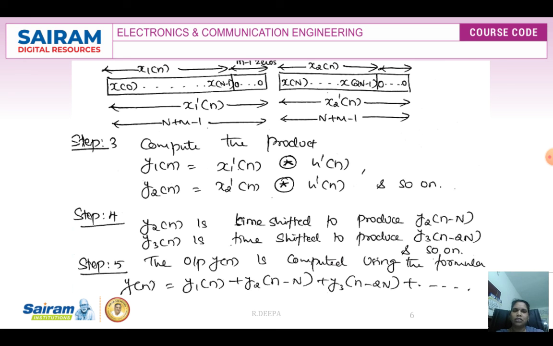Step 4 is to make a time shift towards the right for y2 of n as y2 of n minus N, and for y3 of n, y3 of n minus 2N, and so on. Finally you get the output if we add these shifted outputs: y1 of n plus y2 of n minus N plus y3 of n minus 2N plus y4 of n minus 3N, and it goes on like that. This final output you can name y of n, which is nothing but the linear convolved output between x of n and h of n.